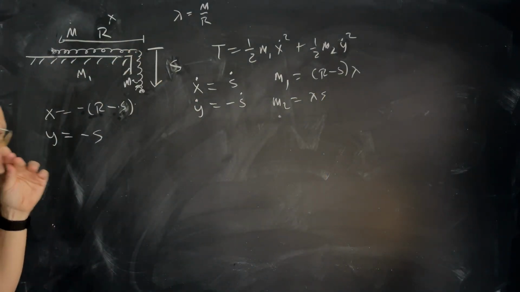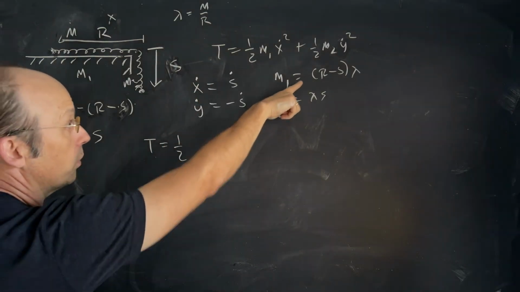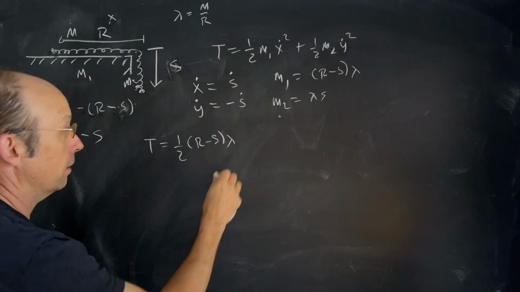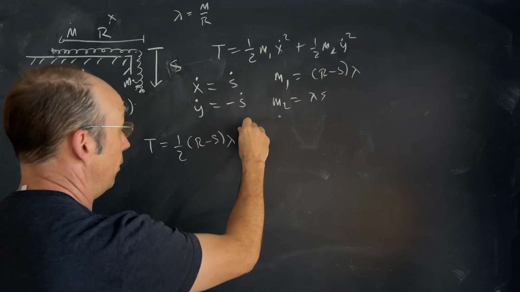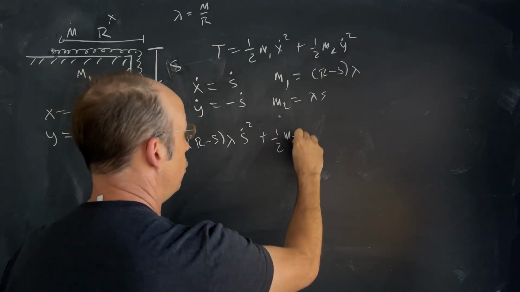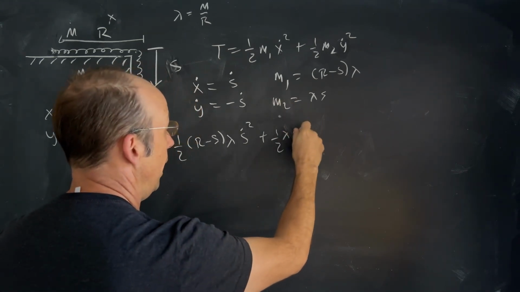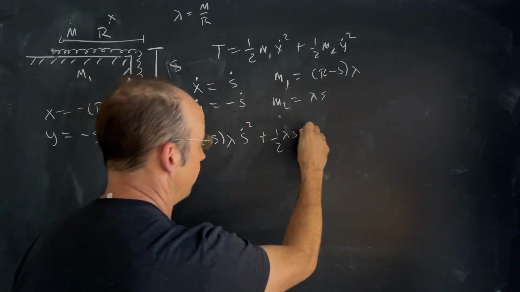So let's put that all together and write my kinetic energy term. T is 1/2 m1, which is this, (r minus s) lambda, times x dot, which is just s dot squared. And then I have plus 1/2 m2, which is lambda s, times negative s dot squared, because we'd square that, so it's just s dot squared.